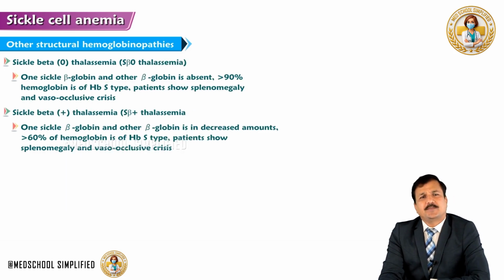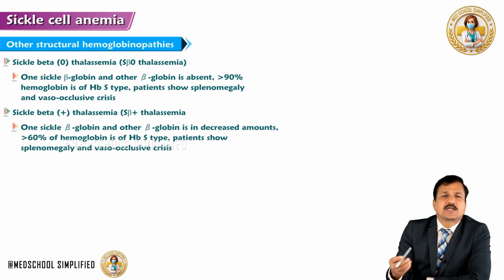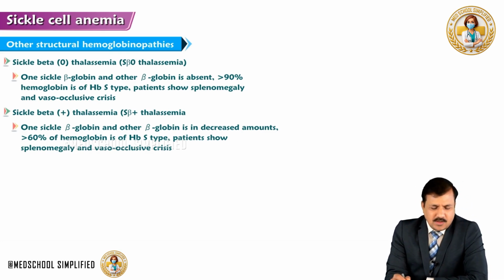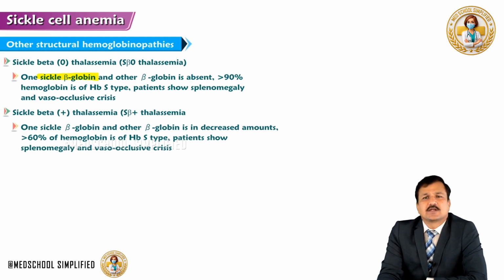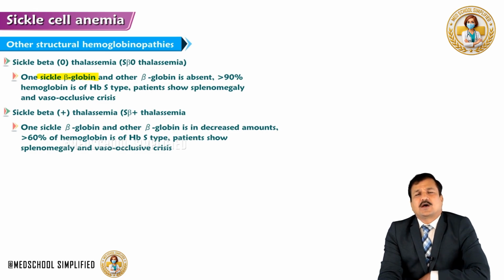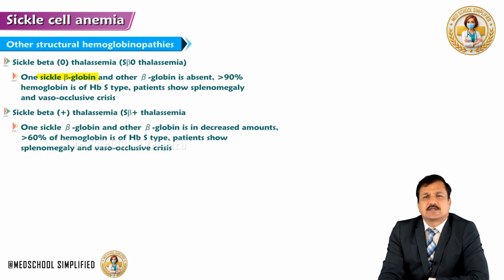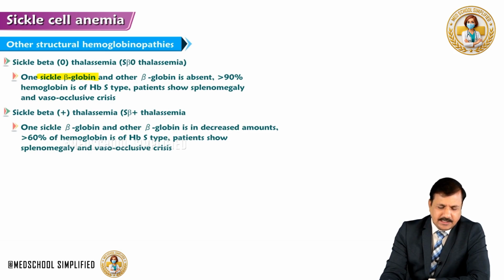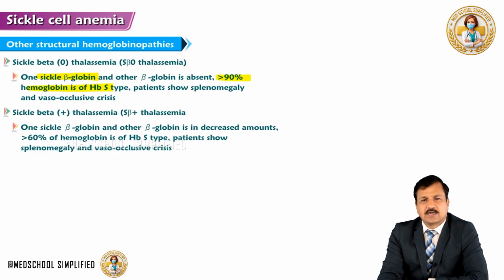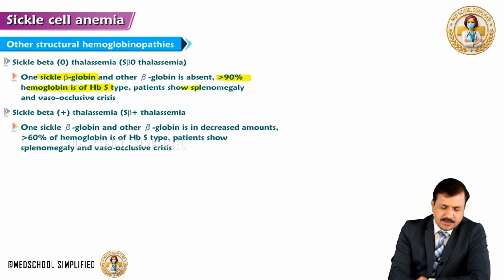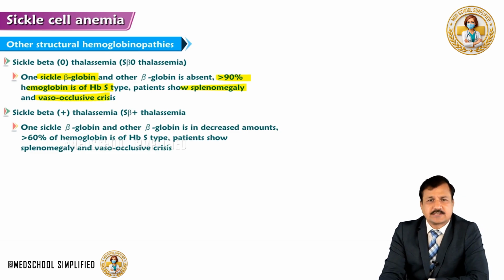Coming to sickle beta 0 thalassemia. In sickle beta 0 thalassemia, one of the beta globins is of sickle type, that is, the 6th amino acid in the beta chain where glutamate is replaced by valine, whereas the other beta globin is absent. So that means more than 90% of hemoglobin in this patient's red blood cell is of sickle type. Patients will show splenomegaly and vaso-occlusive crisis.